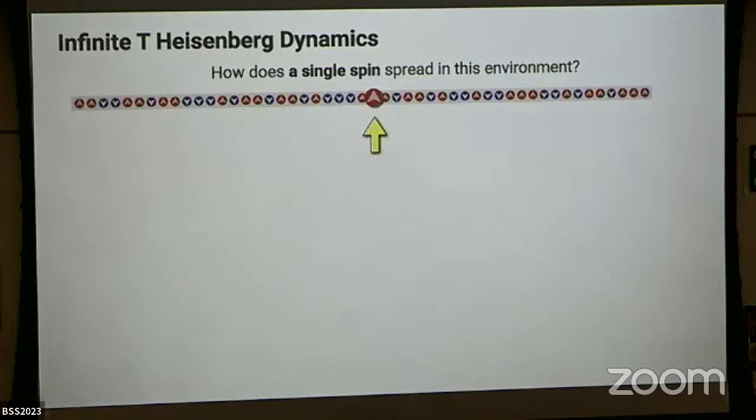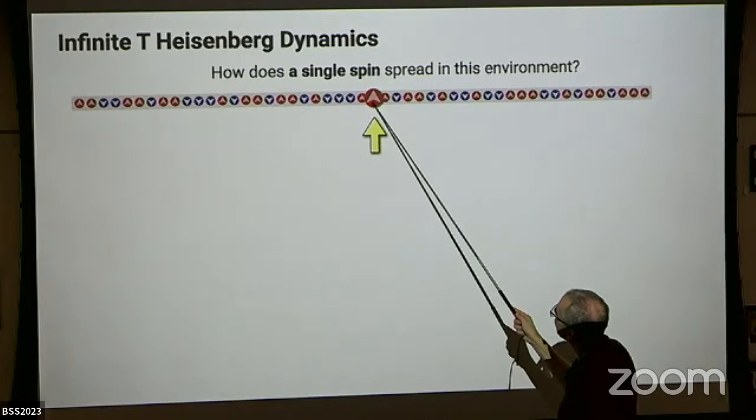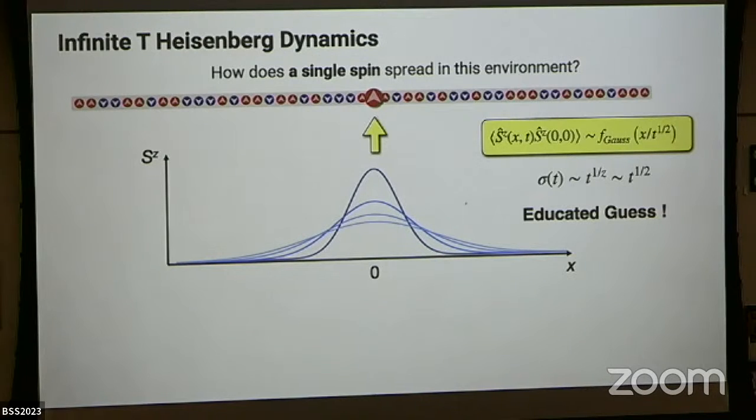So how can you measure that? Well, imagine you have an infinite temperature environment, and you place one spin up here, and you ask, how does this spin spread as a function of time? And how do we capture that? Well, we can capture that through this dynamical spin-spin correlation function. So this tells us how the spin at position 0, time 0 is correlated with the spin at position x, time t. So what's the probability of finding the spin at a later time at that position?